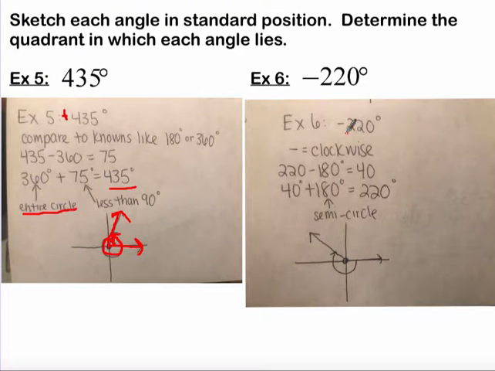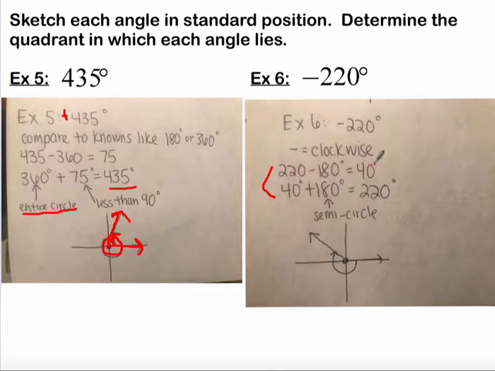All right, negative 220. It's negative, so we're going to be going clockwise. Now 220 isn't quite as big as 360, and you'll notice when I do my calculations here, I'm not worried about the fact that it's a negative. I kind of dismiss that after I figure out that the negative tells me that this is going clockwise.